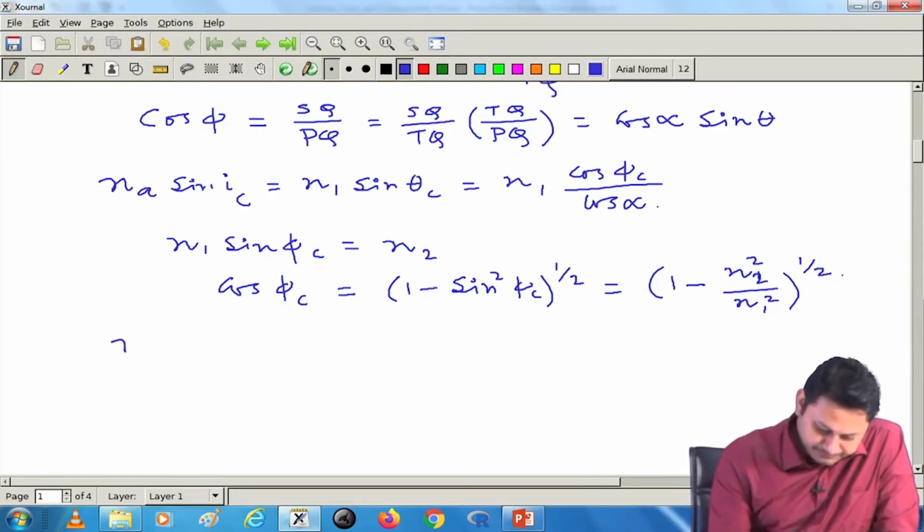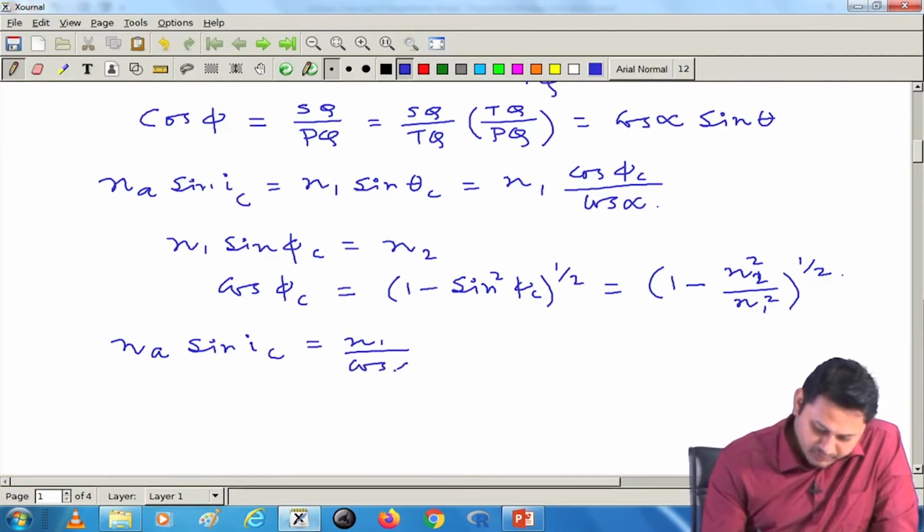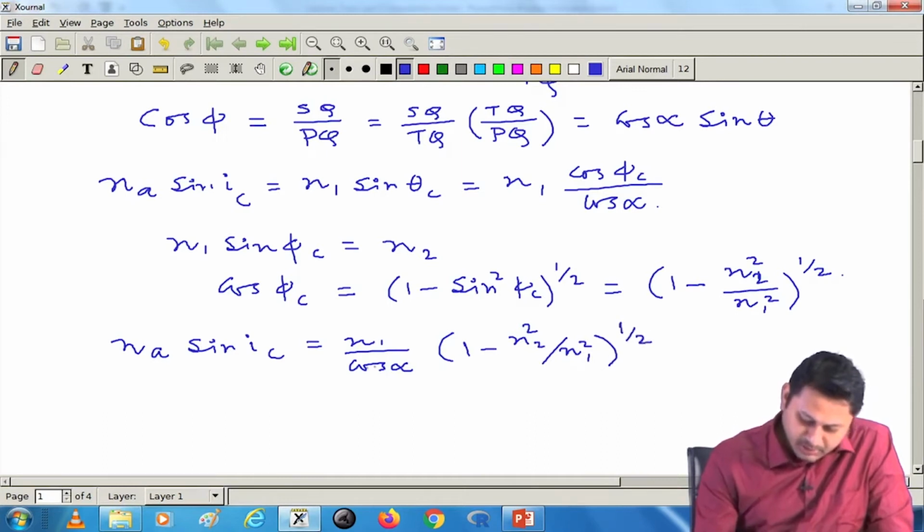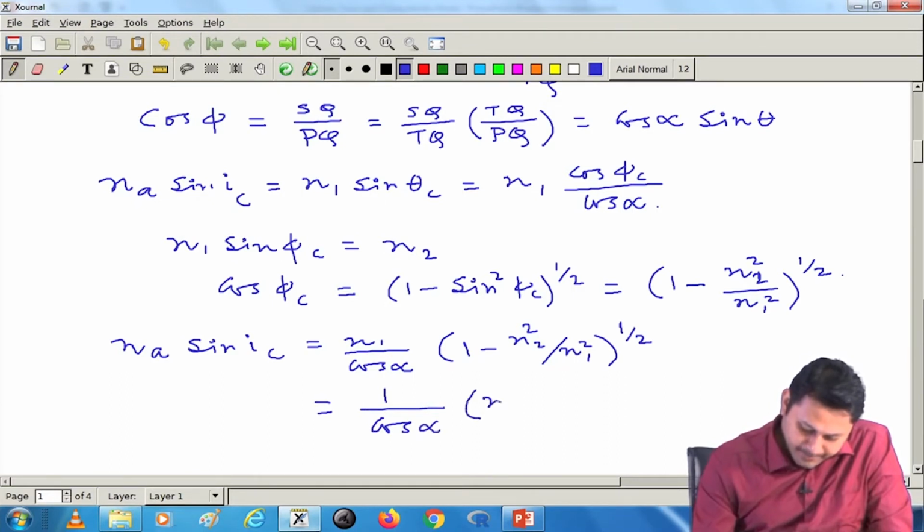So, finally, I have n a sin I c is equal to n 1 divided by cos of alpha, then I have cos of phi c, which I calculate here, it should be 1 minus n 2 square divided by n 1 square whole to the power half. If I put n 1 inside, then I have 1 divided by cos of alpha, then n 1 square minus n 2 square whole to the power half.